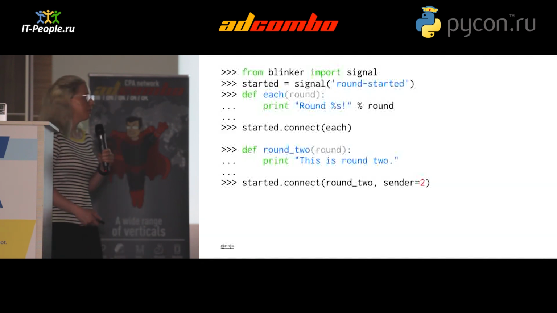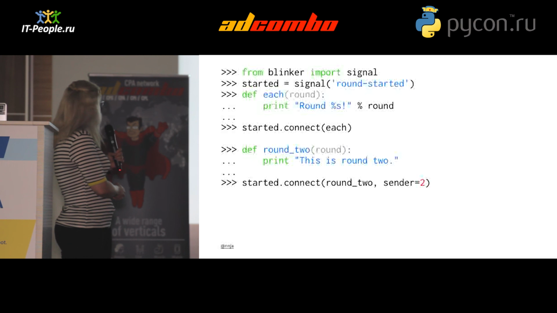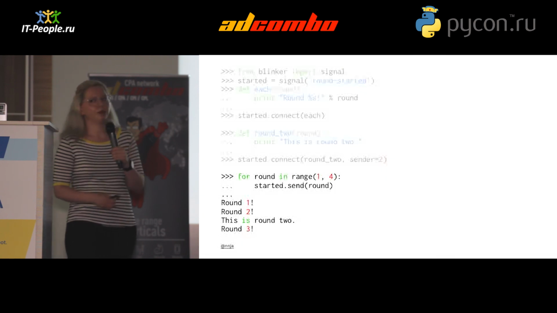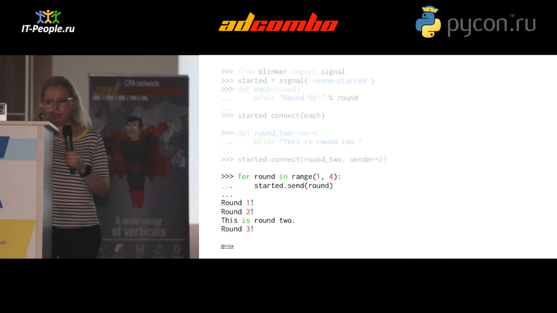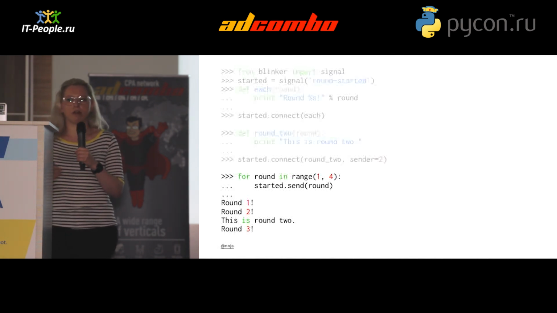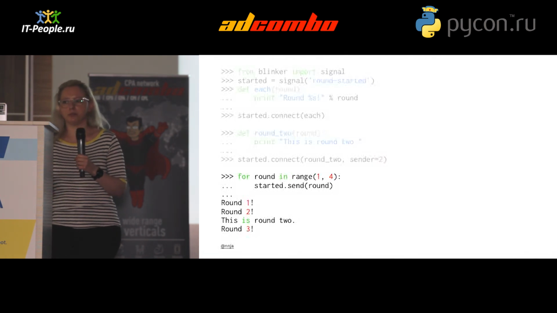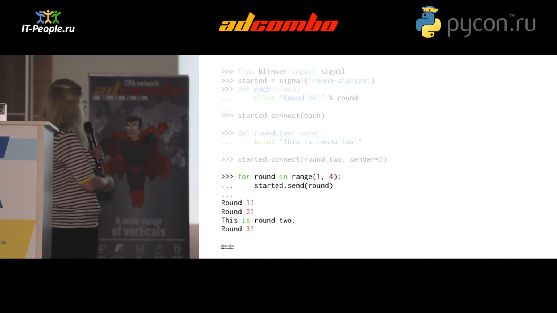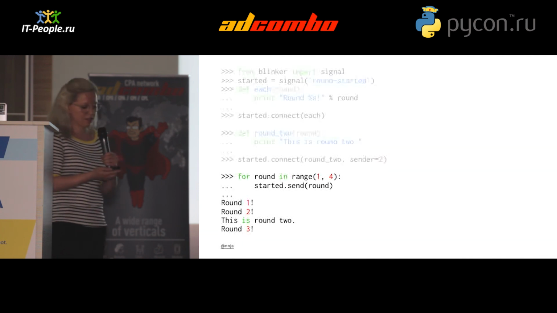Here's just a simple example from the Blinker homepage. So we have a signal that a round for a game has started. We have this little method for each round. It says what the round was. We connect the started signal to this each method. And we specify another method, round 2, and we connect that, but only when the sender is 2. So now with our signal, when we go through 3 different rounds, each is interested in every round, so we print round 1, but there are 2 listeners for round 2, so we print round 2, and then this is round 2. And again, just round 3, because this round 2 method is no longer interested in that last signal.